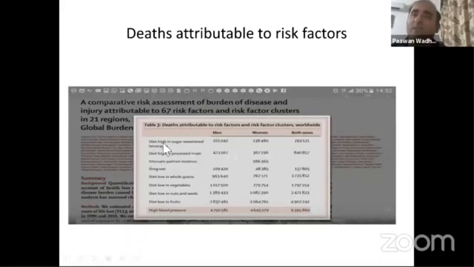Diet high in processed meat causes 84 lakh people to die. Diet low in whole grains causes 1.72 lakh people to die every year. Diet low in vegetables again causes a high number of deaths, and high blood pressure is also there. Diet low in fruits also causes so many deaths. 4.90 lakh people die because of diet low in fruits.